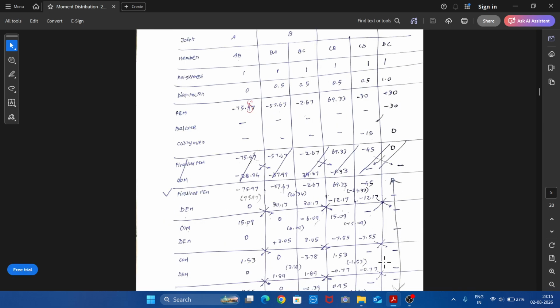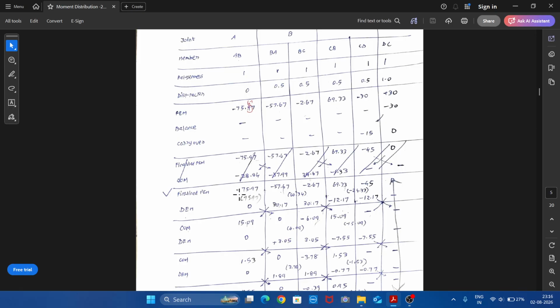Hereafter we should not use this end because we are closing this portion, as we have balanced and made it 0 initially, which gives the final value. Therefore, we should not do any carryover or distribution at this end. So it is closed. Now, distributed end moment.